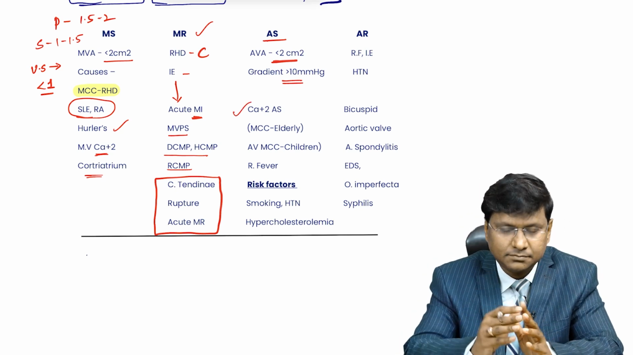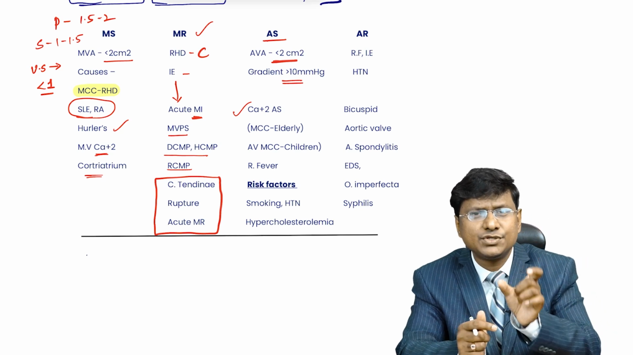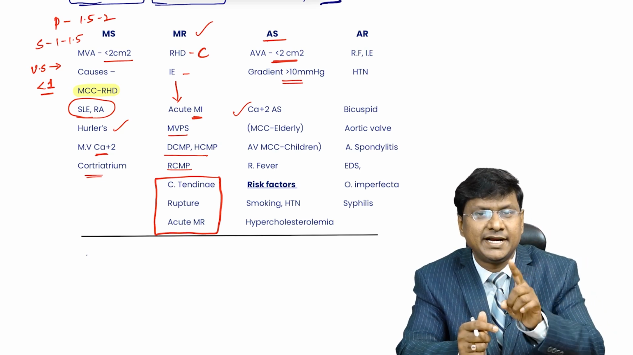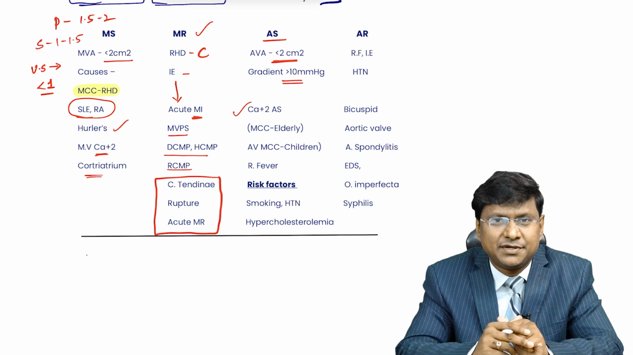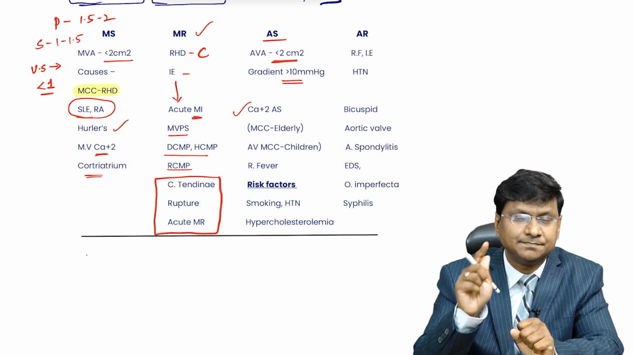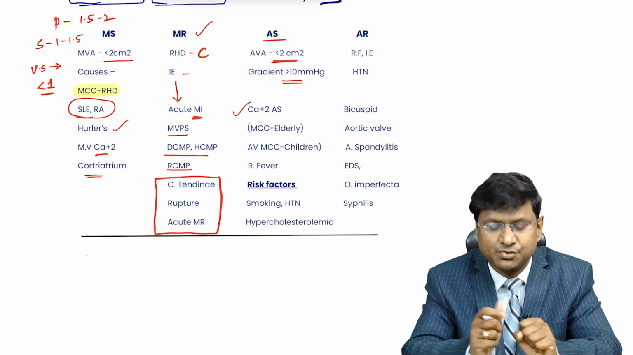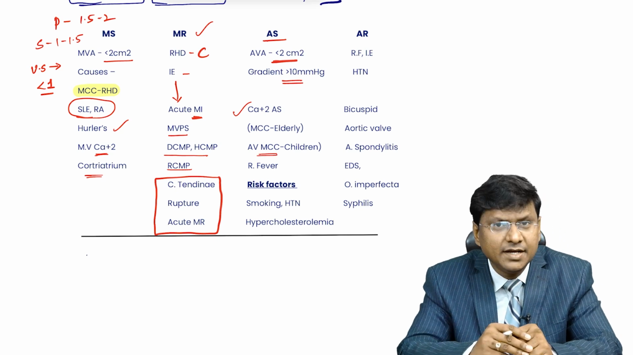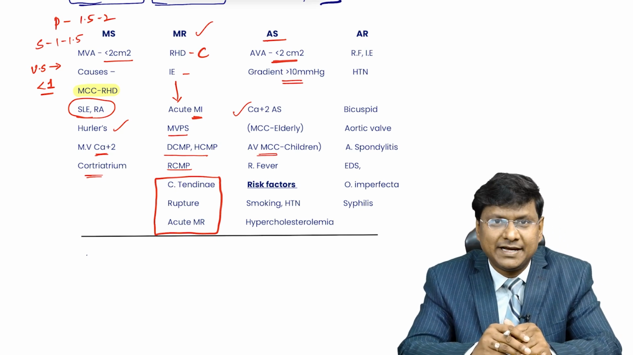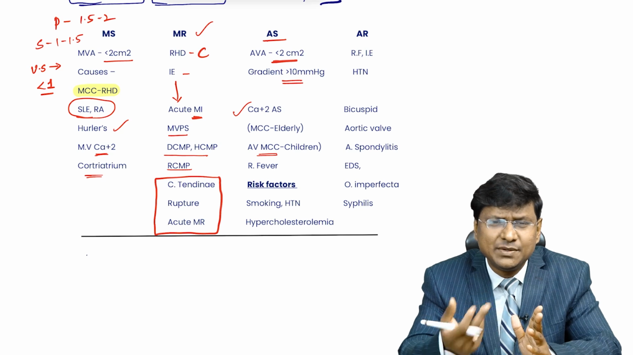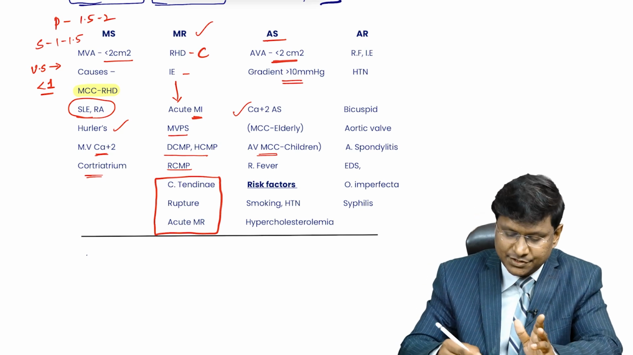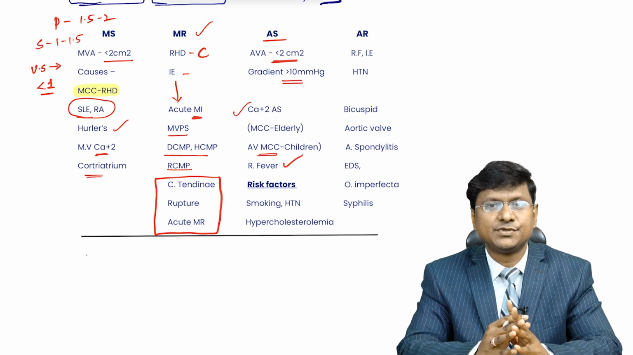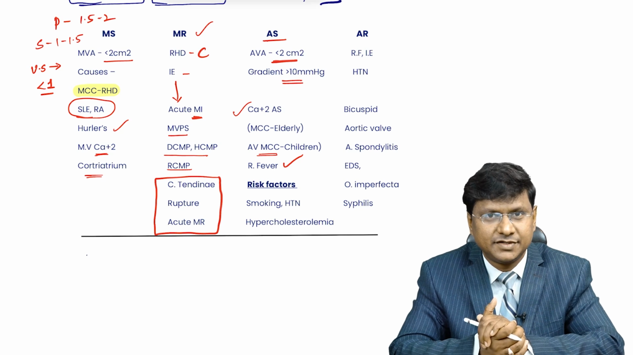So the most common cause of the aortic stenosis in an elderly individual will be calcific aortic stenosis, whereas in children, the most common cause of the aortic stenosis will be bicuspid aortic valve. Right, that will be bicuspid aortic valve in case of the children. Then what are the other causes for the aortic stenosis? The other causes for aortic stenosis will be the rheumatic fever, right?